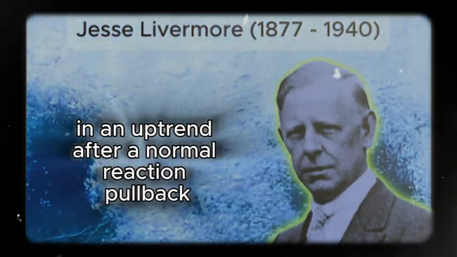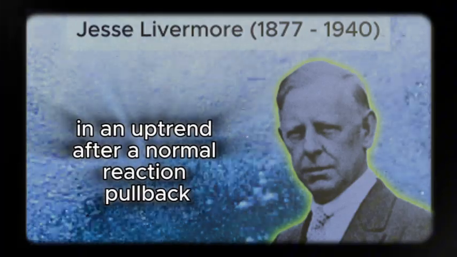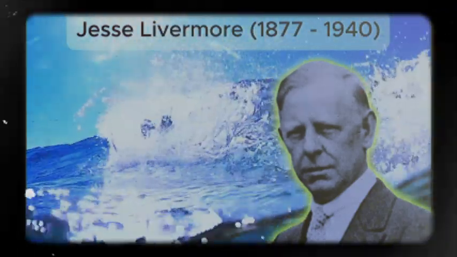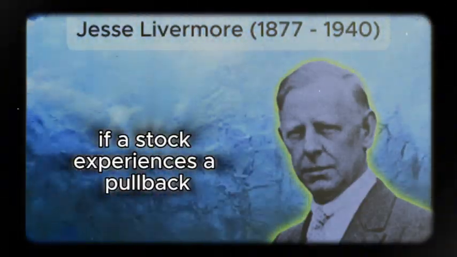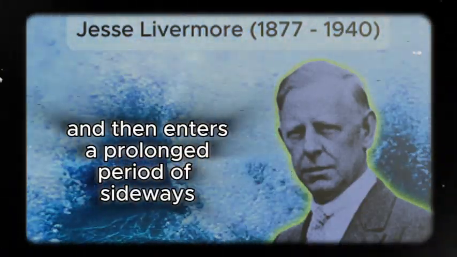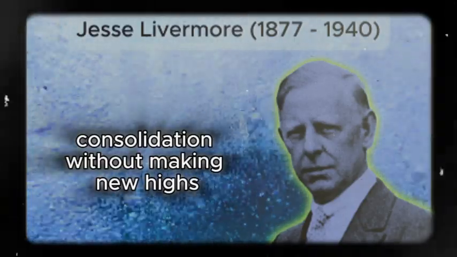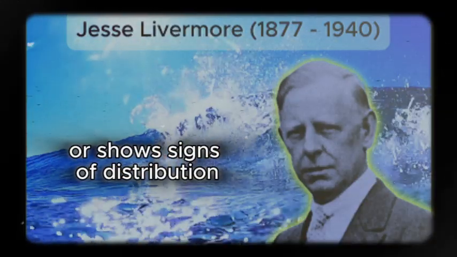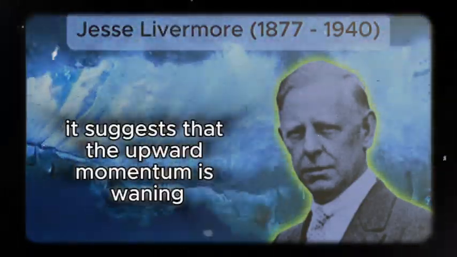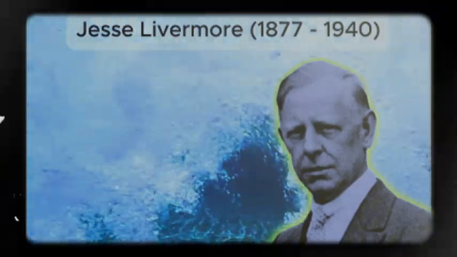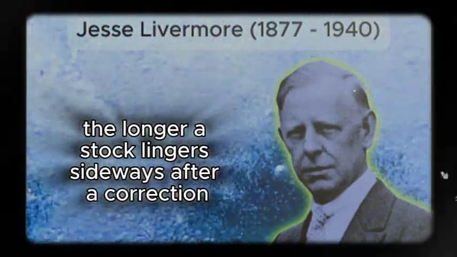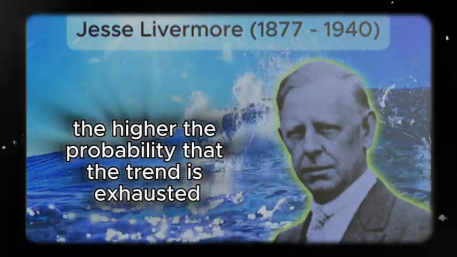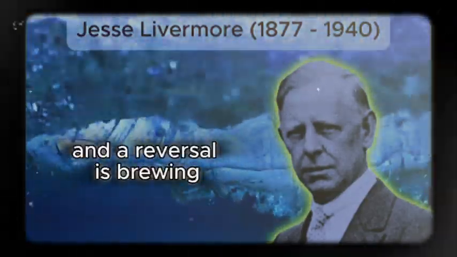For instance, in an uptrend, after a normal reaction pullback, the stock should typically resume its upward movement relatively quickly. If a stock experiences a pullback and then enters a prolonged period of sideways consolidation without making new highs, especially if this consolidation occurs on increasing volume or shows signs of distribution, it suggests that the upward momentum is waning. The longer a stock lingers sideways after a correction without resuming its trend, the higher the probability that the trend is exhausted and a reversal is brewing.